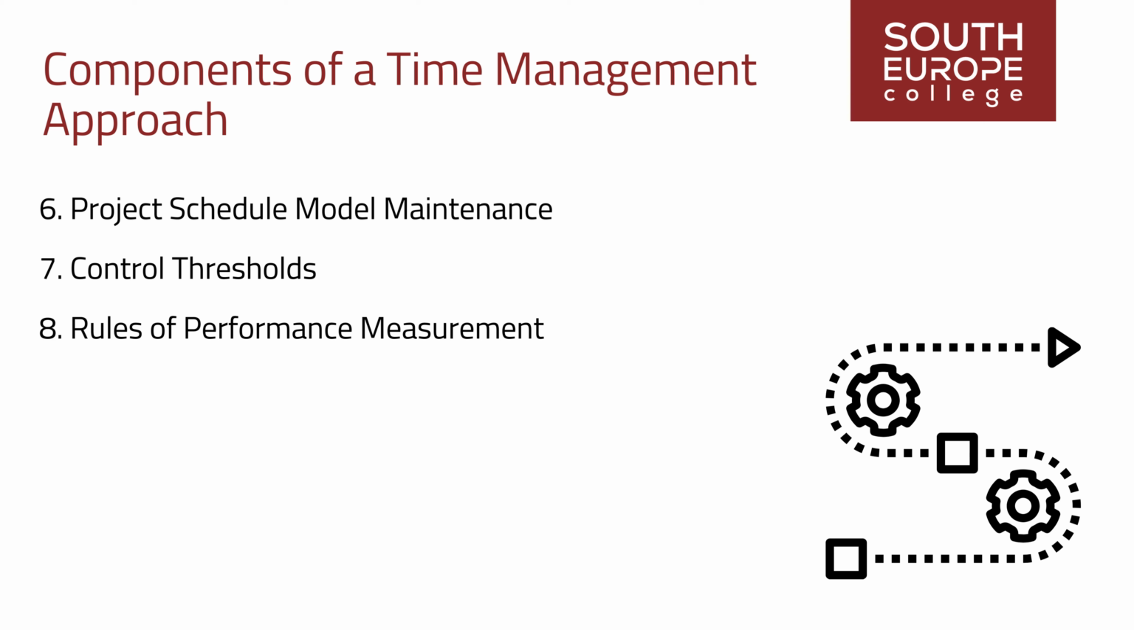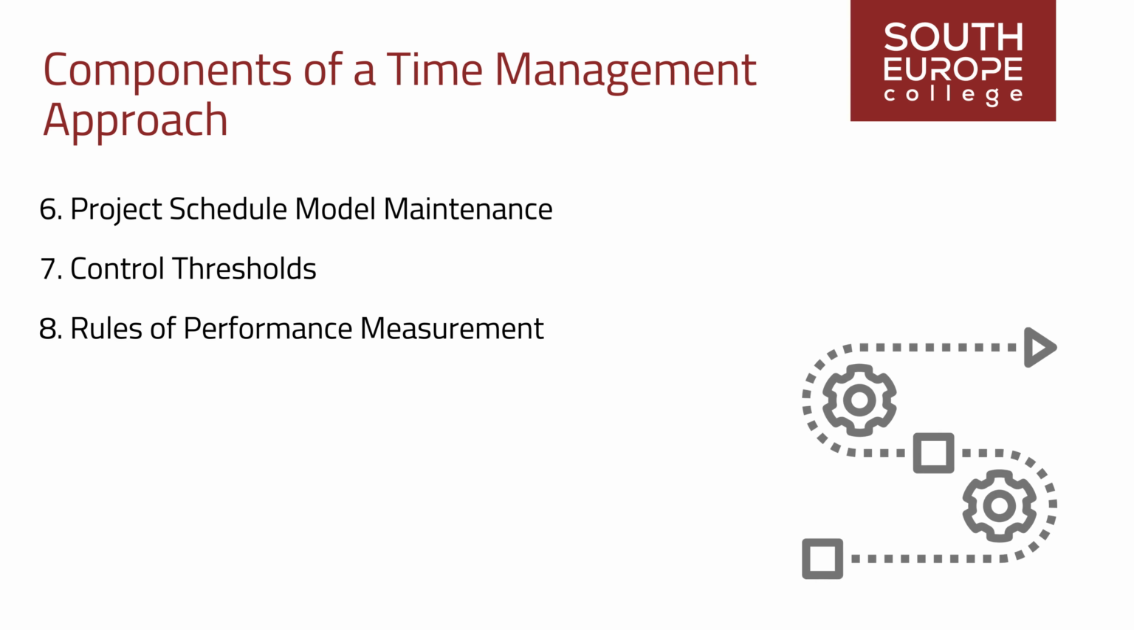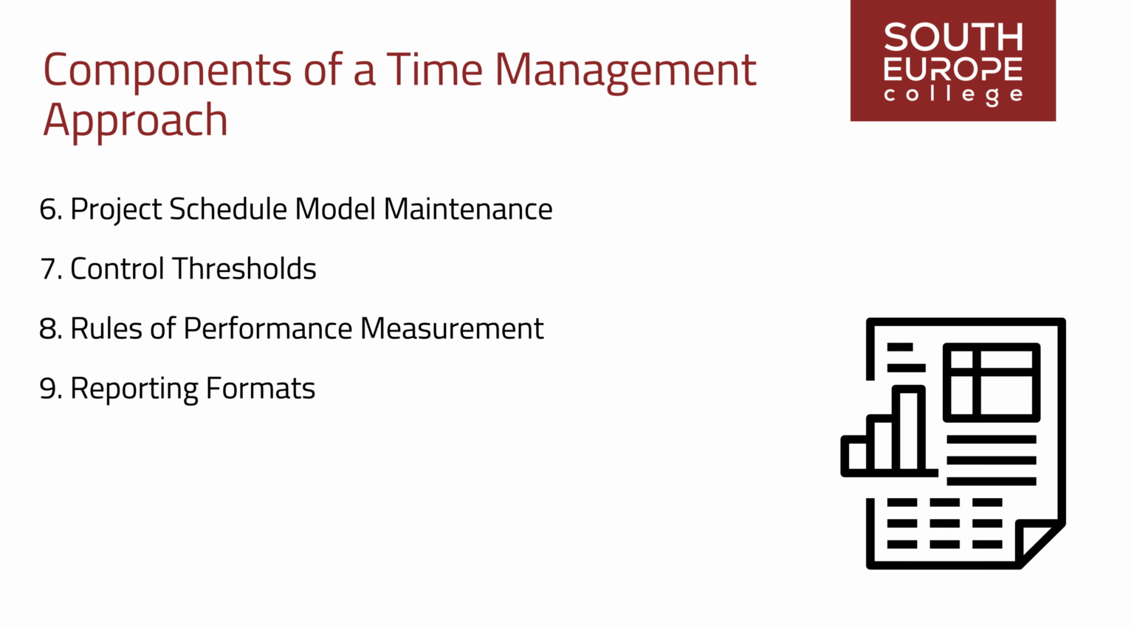Earned value management rules could include rules for determining percent complete, employing EVM techniques, and using schedule performance measurements like schedule variance, SV, and schedule performance index, SPI. 9. Reporting formats. Definition of formats and frequency for various schedule reports. This outlines how information will be presented and communicated to stakeholders, ensuring clarity and consistency in reporting practices.